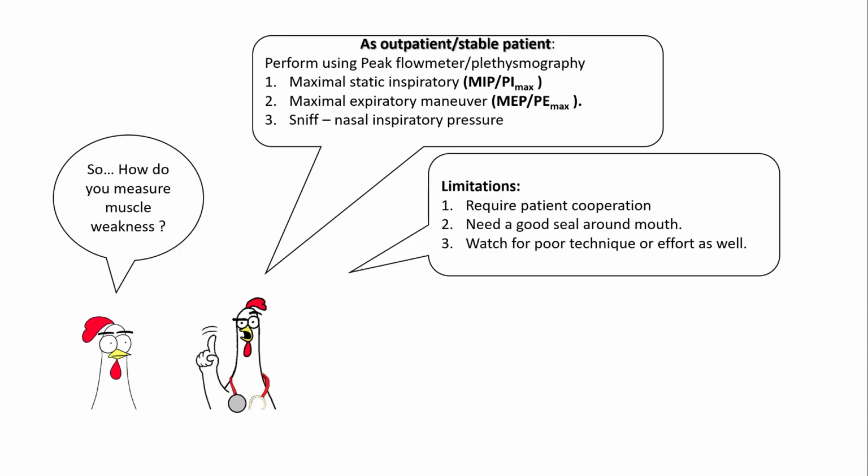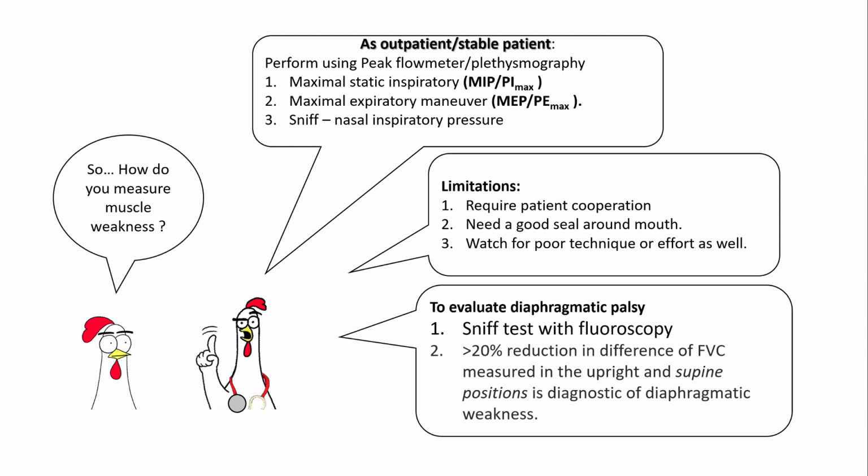The common way of measuring muscle weakness is using maximum static inspiratory and expiratory pressures. You can also use sniff pressure to figure out how much force is generated by your inspiratory muscles. However, all these tests require good patient cooperation and a good seal around the mouth. If you are specifically looking for diaphragmatic palsy, you can use a sniff test with fluoroscopy, where you can observe the diaphragm movement with inhalation.